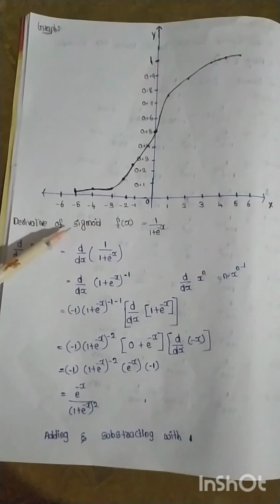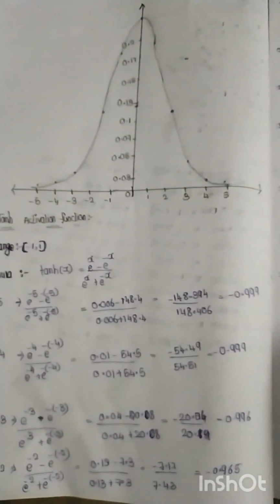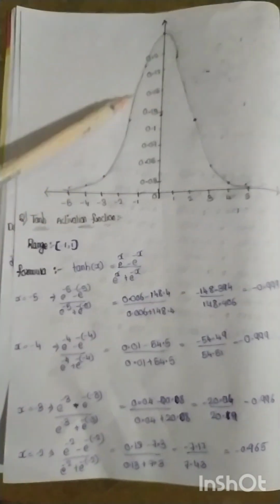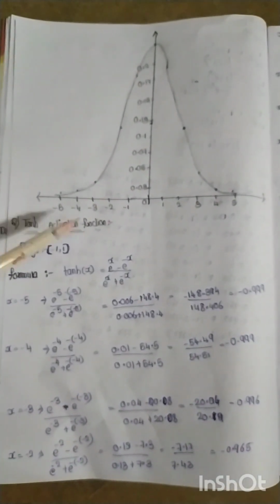The derivative of the sigmoid activation function is f dash of x equals f of x into 1 minus f of x. For the graph, I have taken the values of x from minus 5 to 5 and substituted these values in this formula, and I am getting these values. After plotting the values in the graph, I am getting the shape of the derivative of the sigmoid activation function, which is a bell. Now here we talk about the tanh activation function.